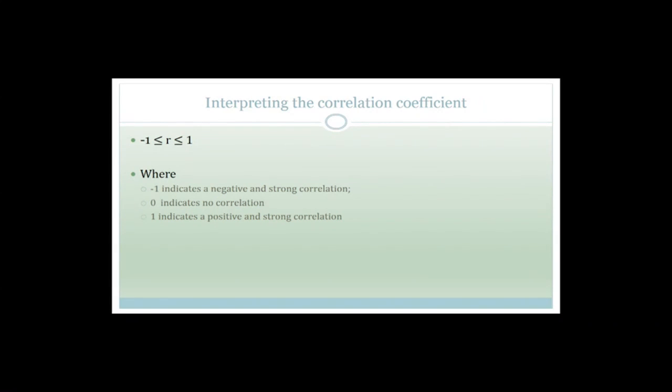We can interpret the correlation coefficient as such. The r value should be between 1 and minus 1. Minus 1 indicates a strong negative correlation, in other words, it looks like a negative straight line, like we said. Positive 1 indicates a strong positive correlation, in other words, a strong correlation to a positive straight line. Zero means that there is no correlation. So the closer you are to zero, the worse your line of best fit is as a match to your data.